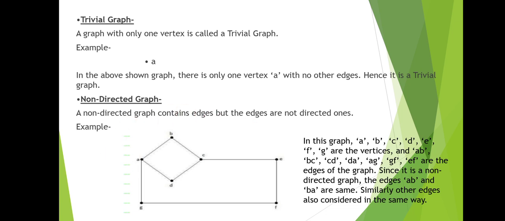So in this graph, A, B, C, D, E, F, G are the vertices, and AB, BC, CD, DE, AG, GF, EF are the edges of the graph, which we have clearly shown in this graph. Since it is a non-directed graph, the edges AB and BA are the same. Similarly, other edges are also considered in the same way.